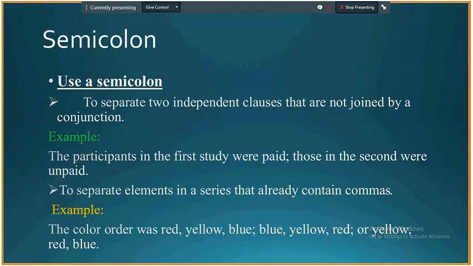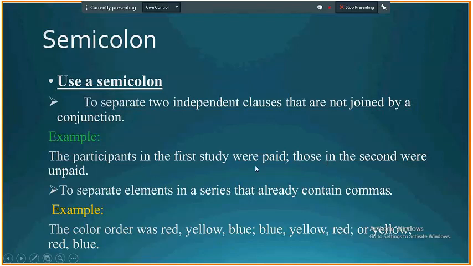I mentioned here the two cases. First, two separate independent clauses that are not joined by a conjunction. If two independent clauses are separated and not joined by a conjunction, in that case we use a semicolon. For example, here is one example: The participants in the first study were paid; those in the second were unpaid.